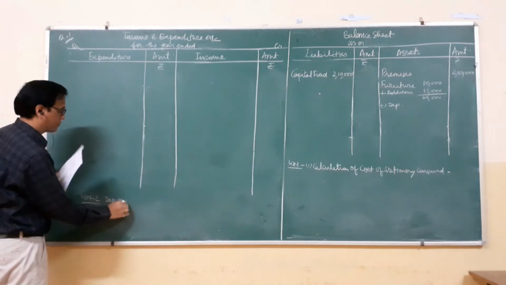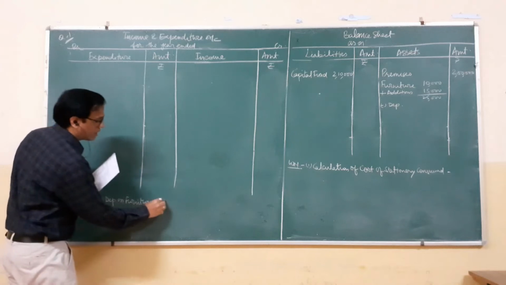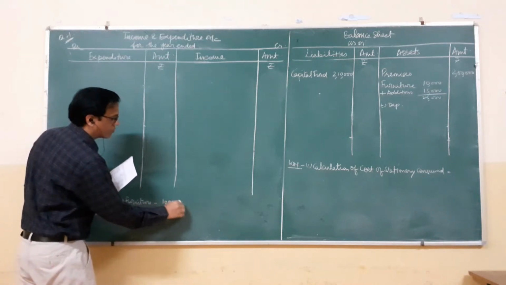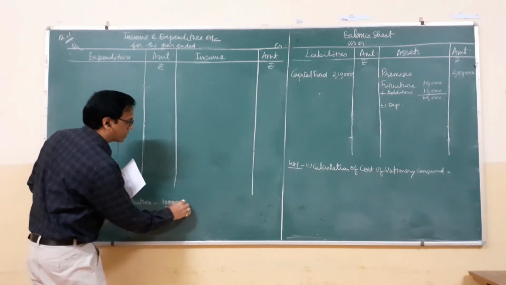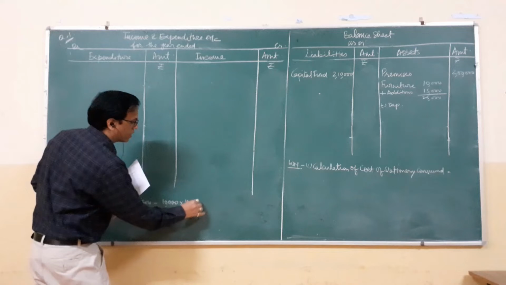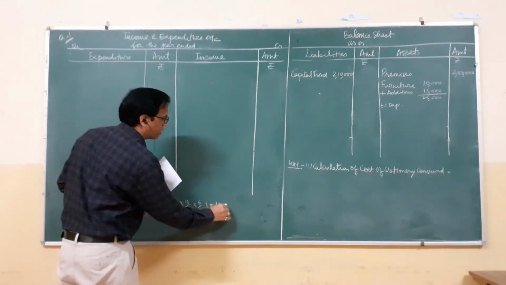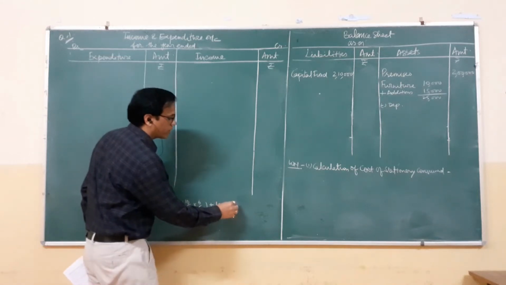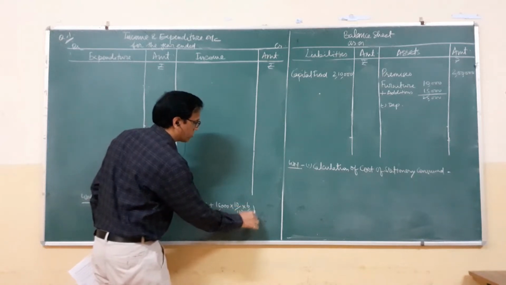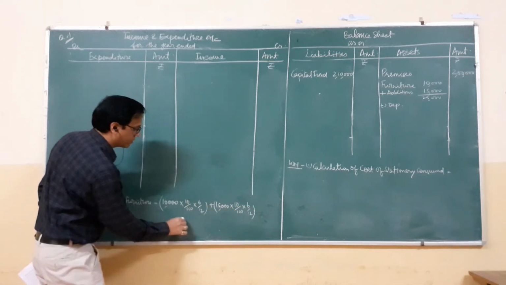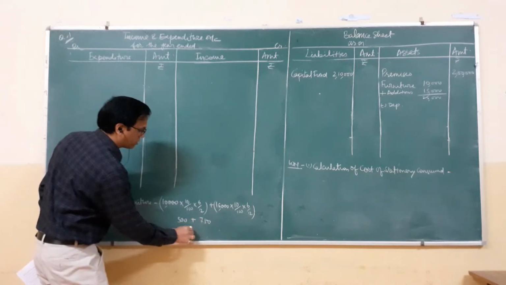Depreciation on furniture. 10,000 is the opening balance of furniture. It is with us up to 30th September only. So 10% into 6 by 12. The new furniture purchase of 15,000 rupees on 1st October. So again 10% for 6 months on this amount. So it is 500 and it is 750. So total depreciation is 1,250.